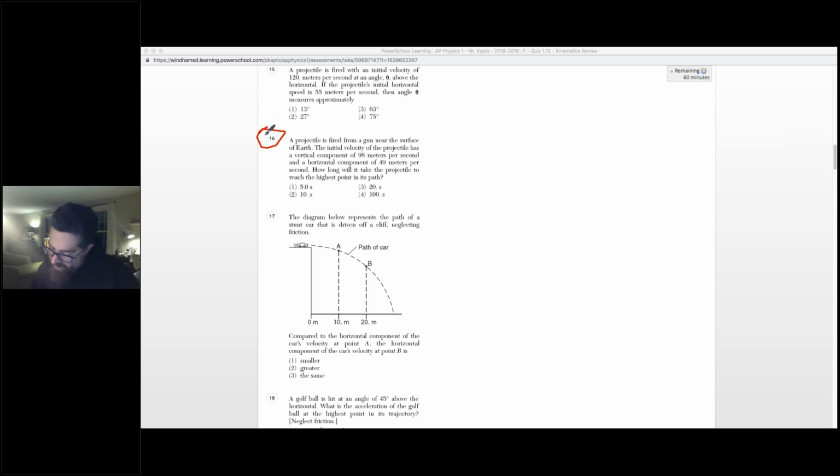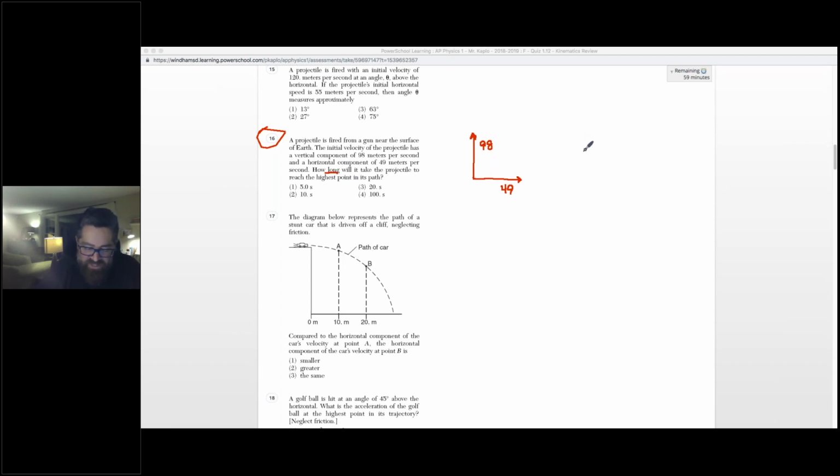Okay, so a projectile is fired from a gun near the surface of the Earth. The initial velocity of the projectile has a vertical component of 98 meters per second. So I'm going to go ahead and draw that out. I haven't read the question yet, but that's 98. And the horizontal component is 49. And they want to know how long it will take for the projectile to reach the highest point of its path.